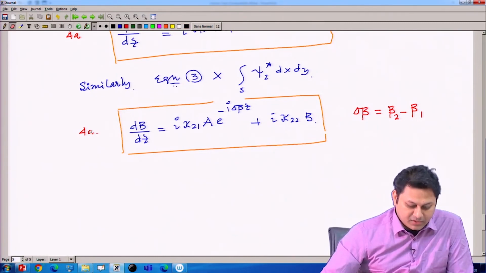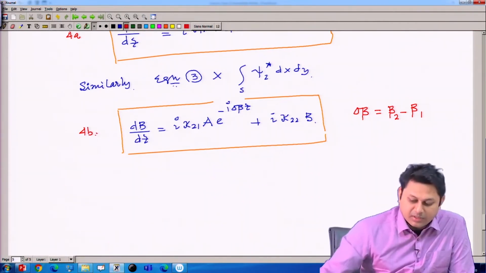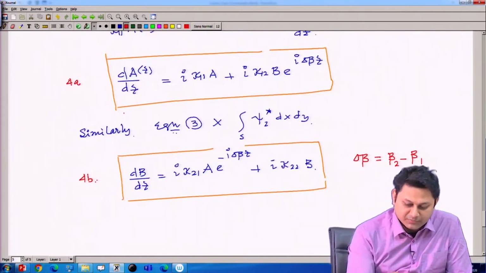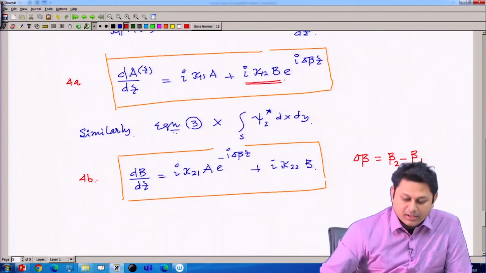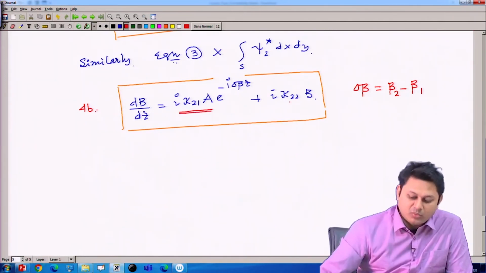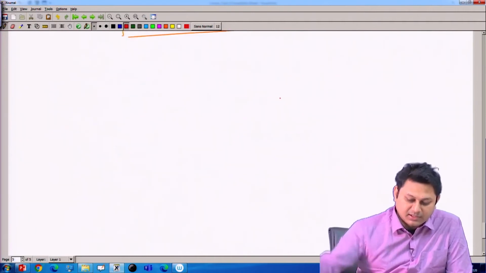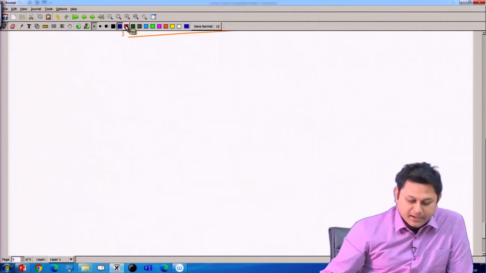So, the variation of A will depend on B, and the variation of B will depend on A through this coupling term. In the first case I have a coupling term here, and in the second case I have a coupling term here, but still I am having one term like this. So, this is some term which I can also identify.